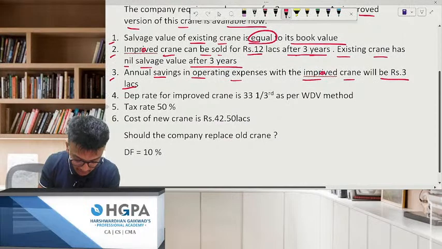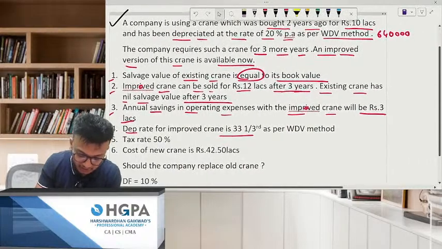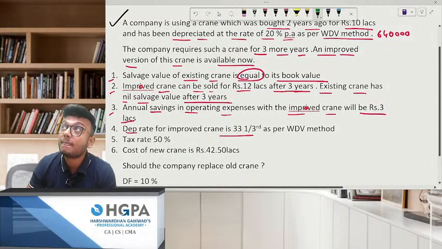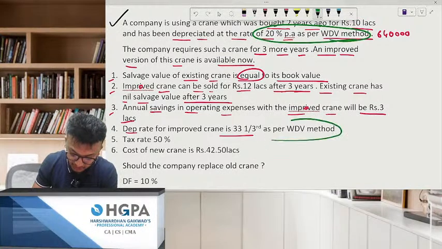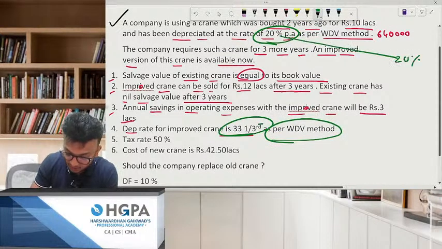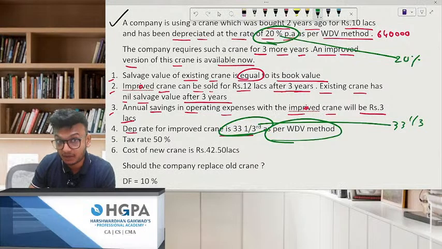Your CFAT table. Depreciation rate for improved crane is 33.13%. Oh my God, sir, one sec. This sum is a bit different. Why is this sum different? Because here it is WDV method, but the block is different. It was 20% over here. Now this is 33.13%. Sir, we cannot use the same logic which we did here for depreciation.